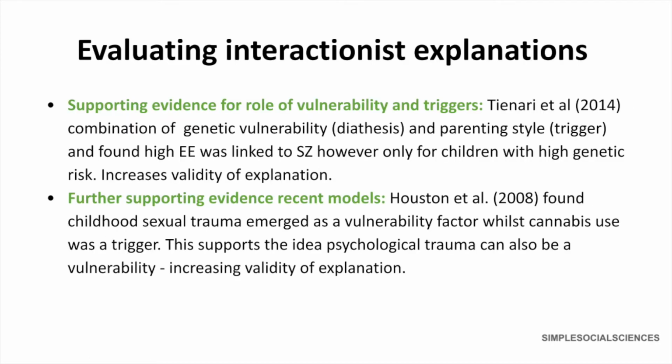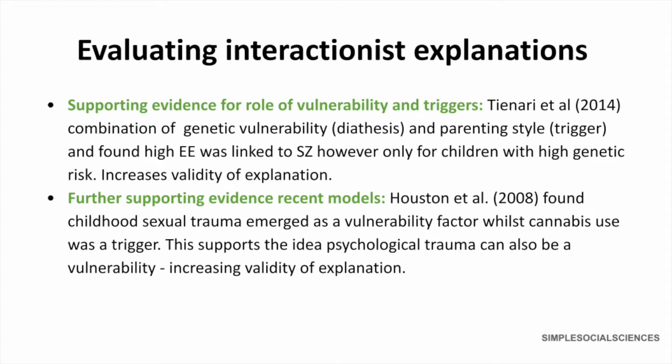When evaluating interactionist explanations, there are actually multiple strengths. There is supporting evidence for the role of vulnerability and triggers. For example, Tinari et al. looked at a combination of genetic vulnerability and parenting style and found high expressed emotion was linked to schizophrenia only in children with high genetic risk. So this increases the validity of the interactionist explanation.